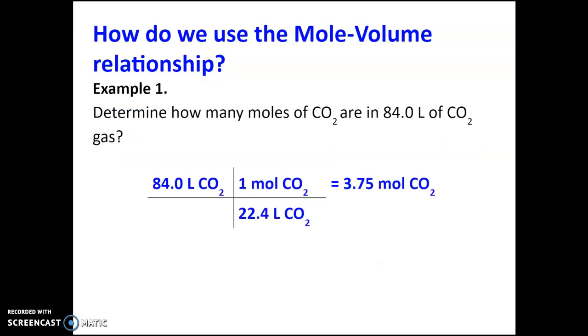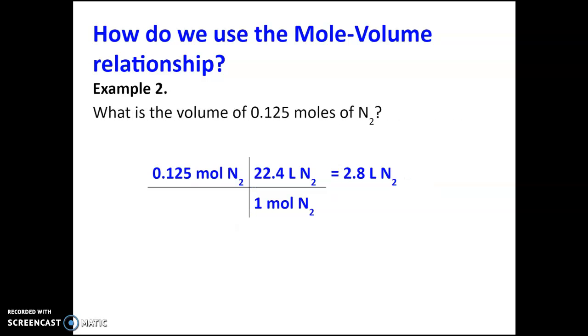In example 1, we're going to start with what we're given. So we're starting with this 84.0 liters of CO2, and we'll use our conversion factor. We'll put our molar volume, 22.4 liters, on the bottom so that our liters cancel out. And then we'll have our 1 mole of CO2 on the top. Multiply the top, divide the bottom, and that gives us 3.75 moles of carbon dioxide gas.